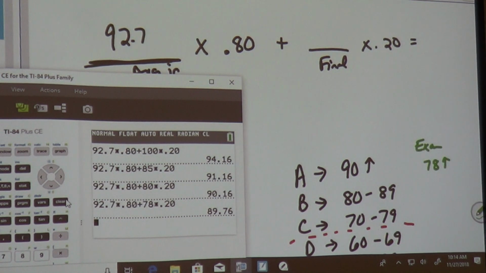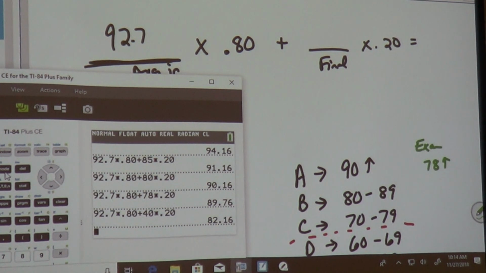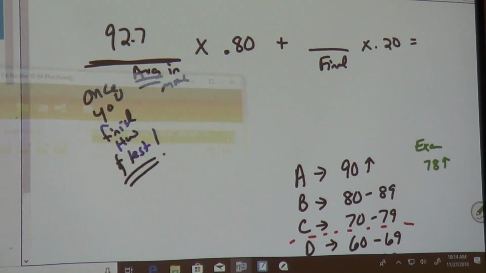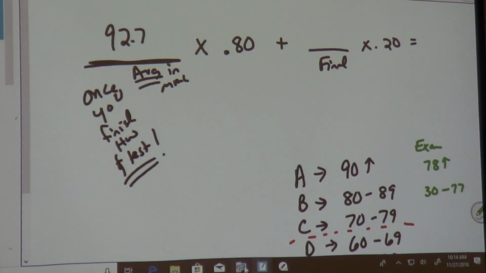Because I've got some other tests to study for. So if I come out here and I say, okay, let me back up. Y'all with me? Go a little bit lower. I can make a 30 up to a 77 on my exam and still get a B in the class.